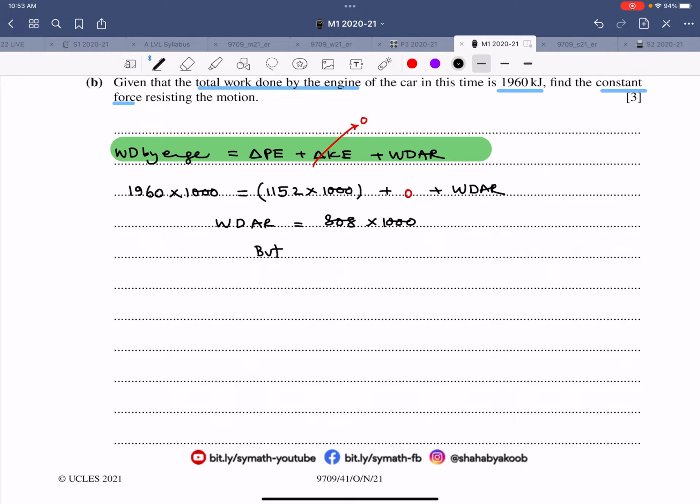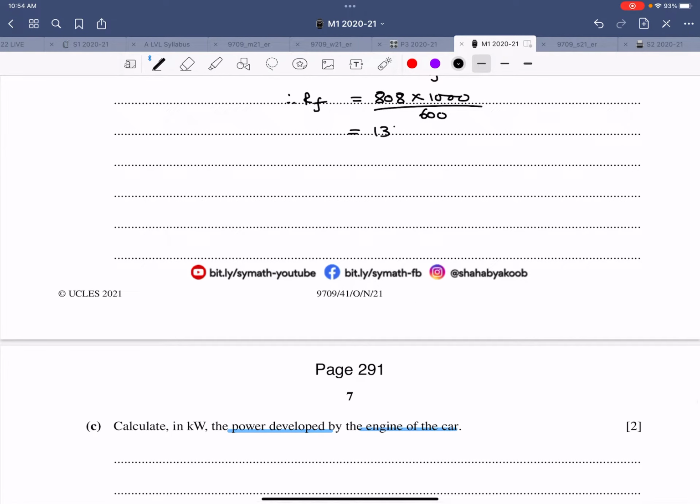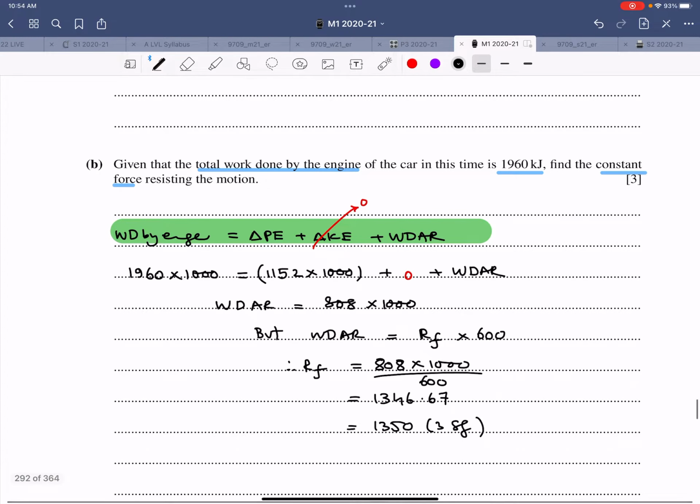But this work done against resistance is resistive force into distance of 600. So therefore resistive force is 808 into 1000 divided by 600. And what do you get? You get 808 into 1000 divided by 600. So that is 1346.67, and rounded off 1350, correct to three significant figures. That is the answer for the second part.